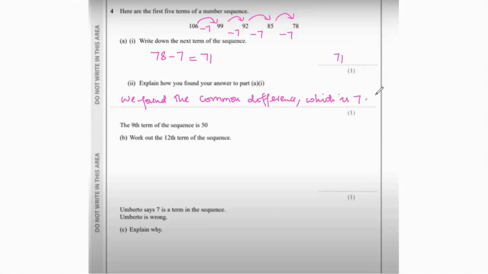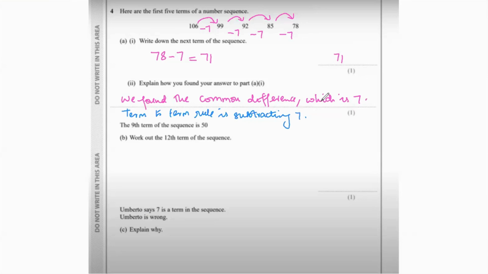7. In other words, your term-to-term rule was subtracting 7. So we could also write that the term-to-term rule is subtracting 7. Then it says the 9th term of the sequence is 50. Work out the 12th term of the sequence.